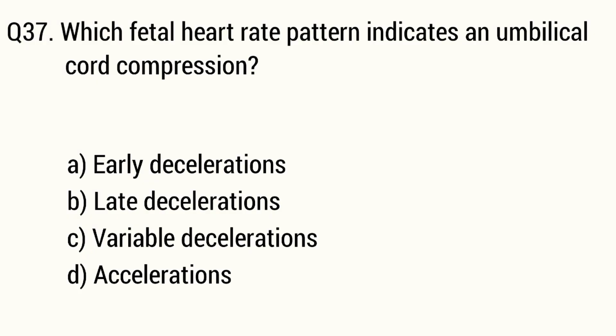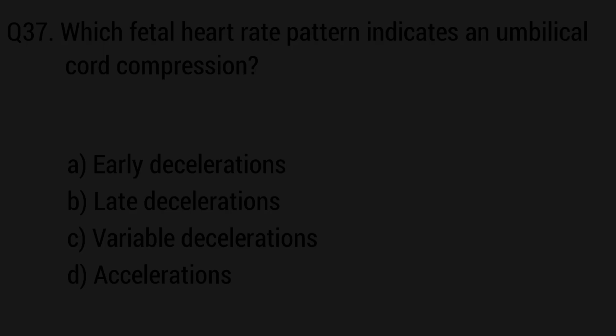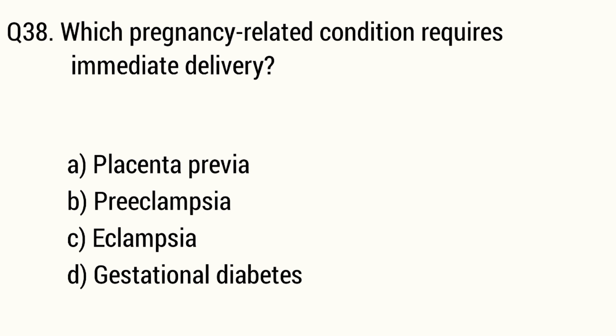Question number 37. Which fetal heart rate pattern indicates umbilical cord compression? The right answer is option C, variable deceleration. Question number 38. Which pregnancy related condition requires immediate delivery? The right answer is option B and C, preeclampsia and eclampsia.